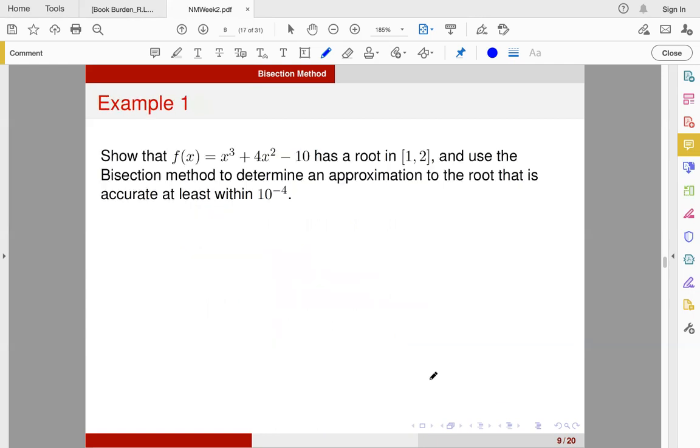Okay, so let's continue. Let's see the example before. Example 1 shows that f(x) = x cubic plus 4x squared minus 10 has a root in [1, 2]. So in here, a is 1 and b is 2. Use the bisection method to determine an approximation to the root that is accurate at least within 10 power minus 4.